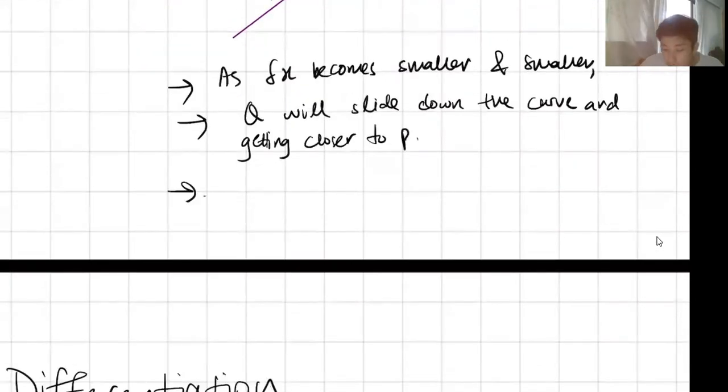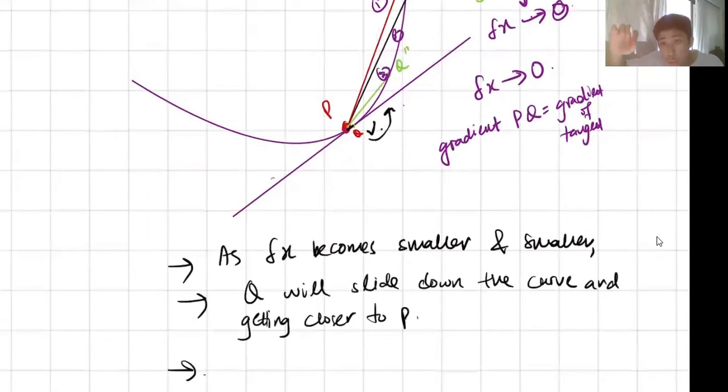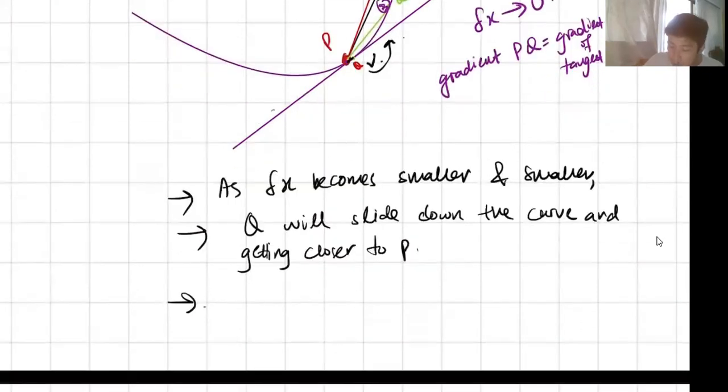Okay, and you must understand that when Q gets closer to P, the gradient also becomes more and more accurate to the gradient of the tangent, because it is moving toward the gradient of the tangent. The gradient of the tangent is like this. You are slowly moving until you are actually on the gradient of the tangent. You understand what I mean? So Q will slide down the curve, getting closer to P.